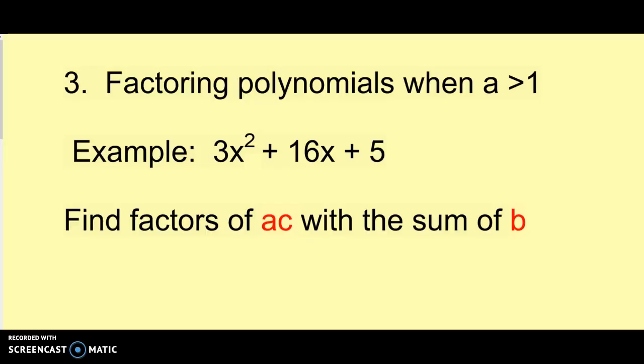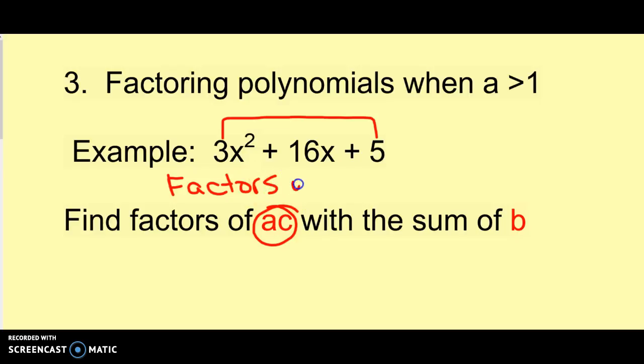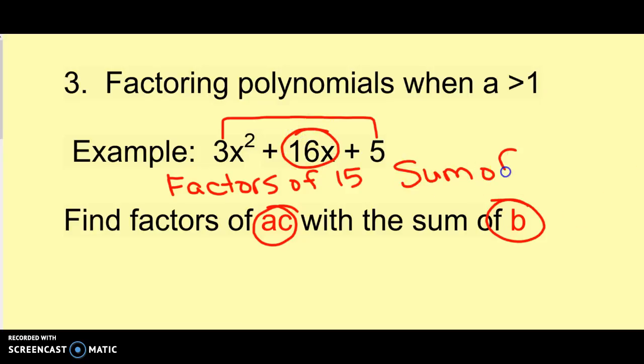All right, so we're going to find factors of a times c. So we're really looking for factors. Now that's going to change everything, doesn't it? That turns it into, we want to find factors of 15. All right, factors of 15 that have a sum of b, which is 16. So they have a sum of 16.